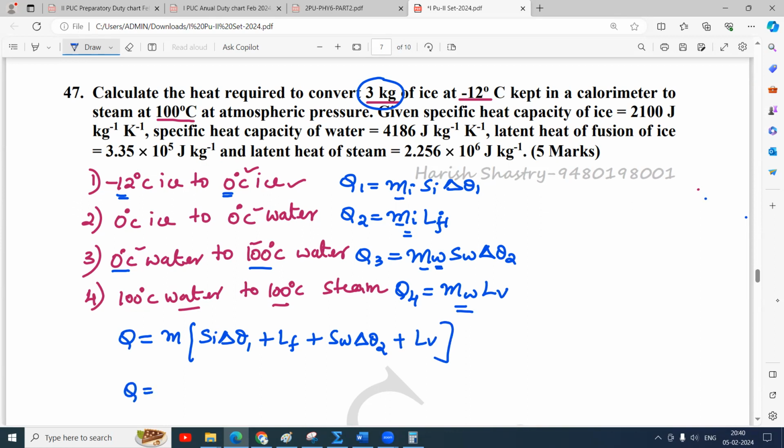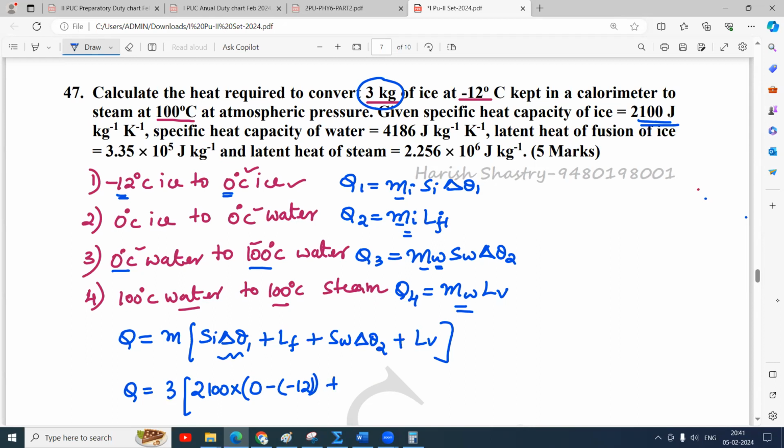So, the total amount of heat energy required is 3 kg into specific heat of ice. Specific heat of ice is given, 2100 joule per kg per Kelvin. 2100 into temperature difference, delta theta 1. You have to increase from minus 12 to 0. So, final minus initial. Initial is minus 12. So, first part is over.